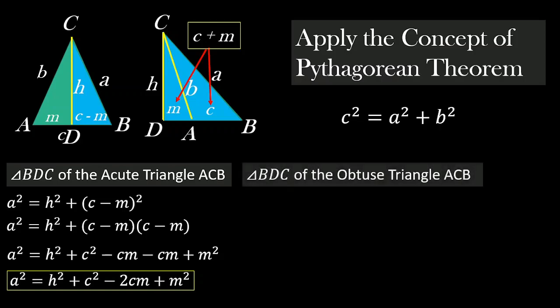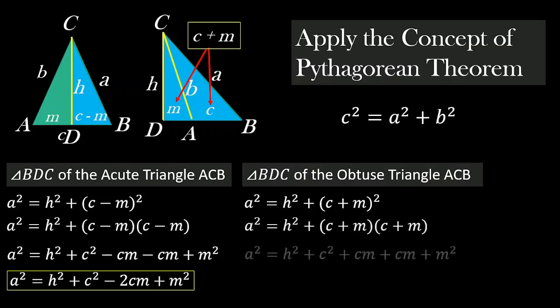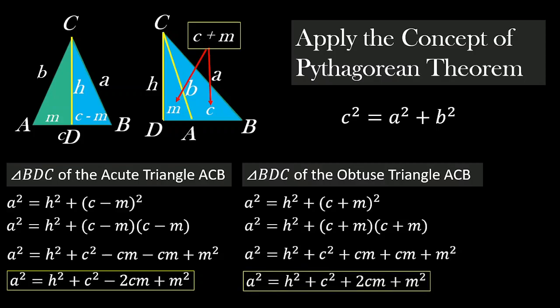Let's move on to the right triangle BDC of obtuse triangle ACB. Side A is the longest side of the right triangle BDC. Its shorter legs are the side H and the side M plus C. Apply the concept of the Pythagorean theorem and replace the letters in its equation. Now we have A squared is equal to H squared plus the quantity C plus M squared. Simplify the equation. It gives us A squared is equal to H squared plus C squared plus 2 times C times M plus M squared.